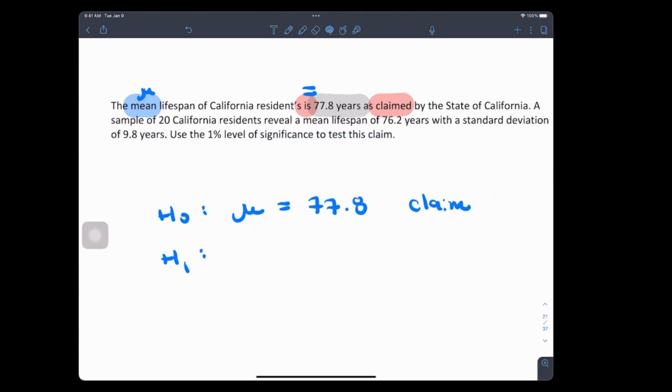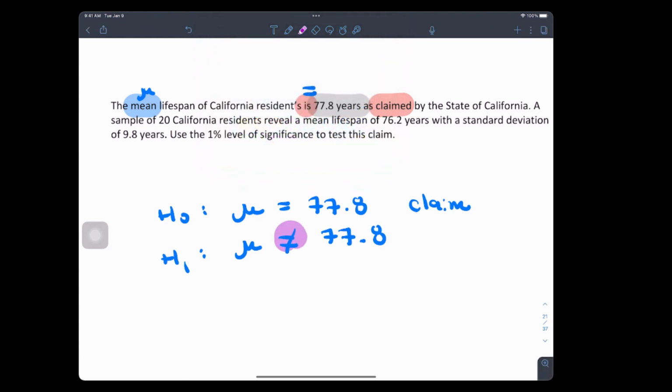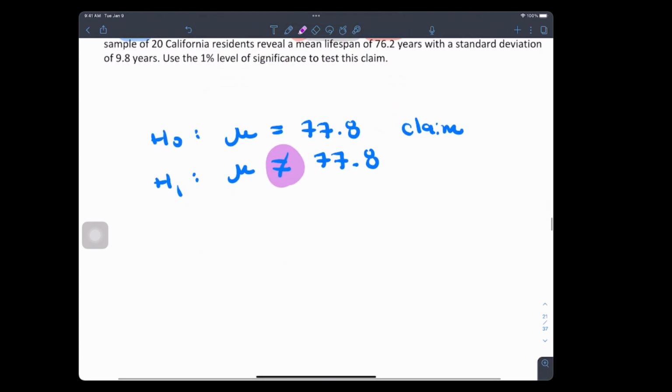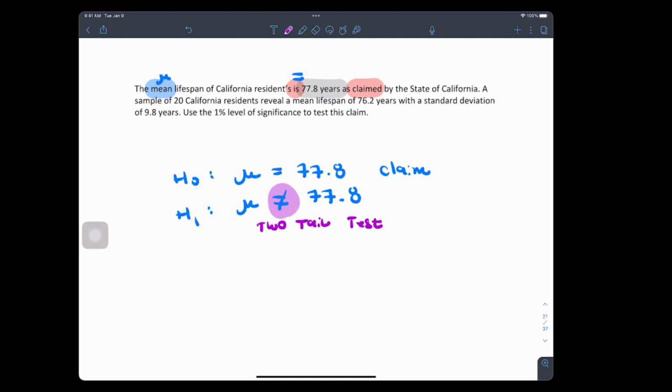That's a null hypothesis. Is that right? What's the logical opposite of that statement? Not equal. What does that tell me? Emphasize that. It's a two-tailed test. So far, so good? We're going to use the modern method, ladies and gentlemen.